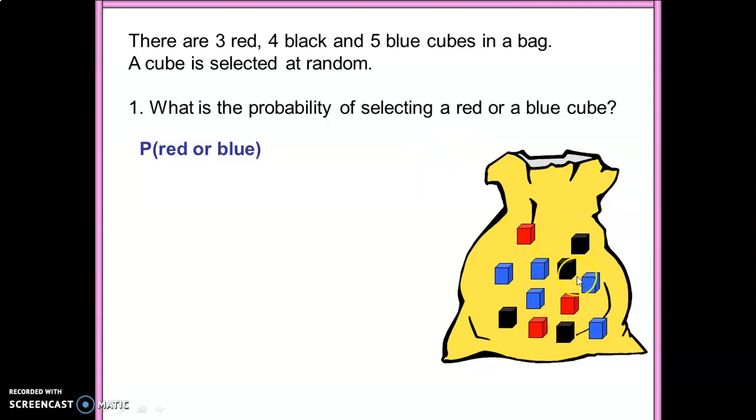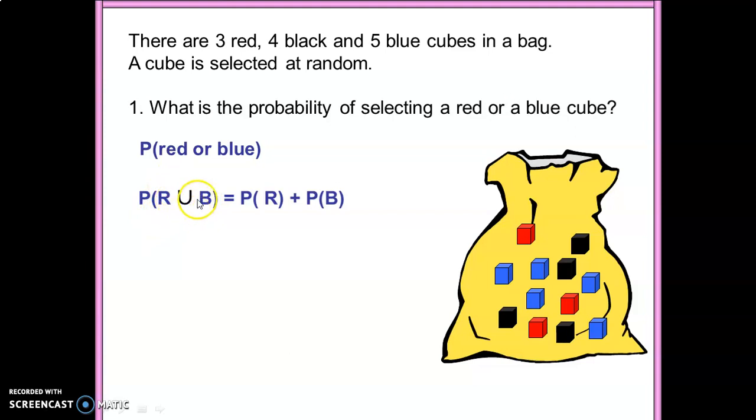Okay, so just looking at that, the answer is probably obvious. You reach in there, what's the chance that you're pulling out a red or blue cube? Well, you have your red cubes and you have your blue cubes, and you see how many you have out of the total. But we're going to break this one up into parts, and you'll see why it has to do with our formulas. So probability of red or blue is the same as probability of red union blue. So the word OR in probability typically means union.